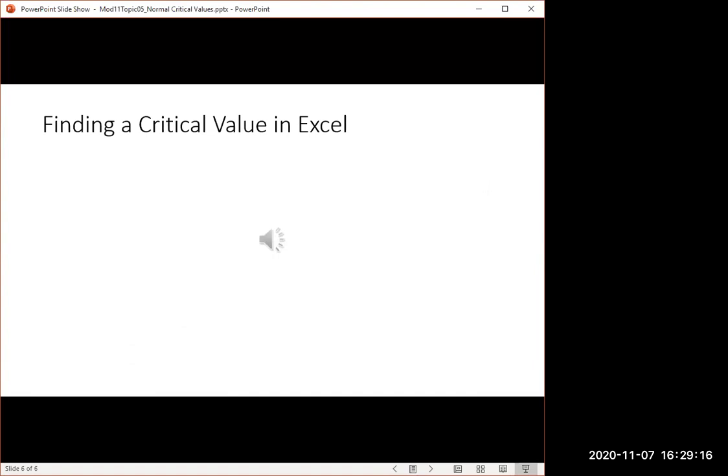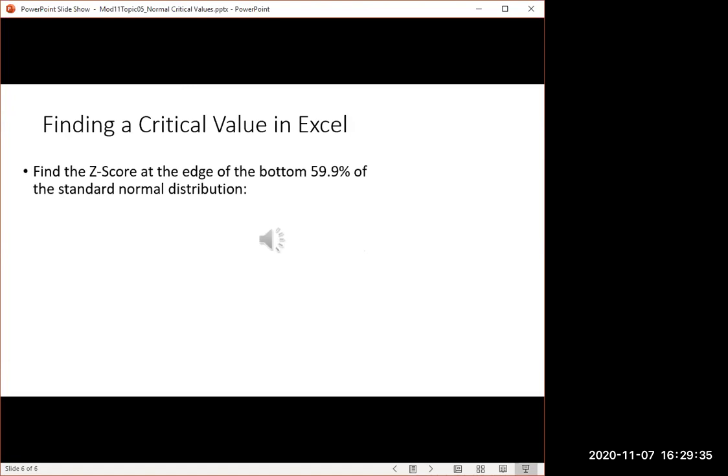Now here's how you would do the same problem using Excel. You want to find the edge of the bottom 59.9% of the population for a standard normal distribution with a mean of 0 and a standard deviation of 1. This norm.inv function gives you that the edge of the bottom 59.9% is at 0.25 STDs.